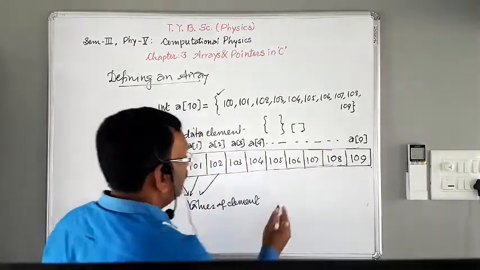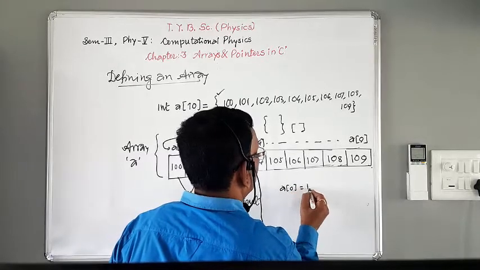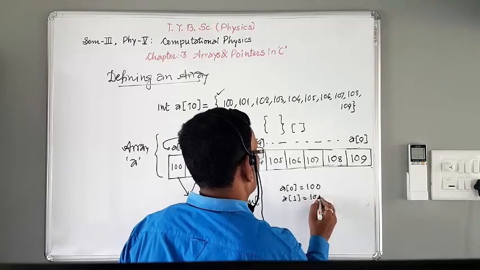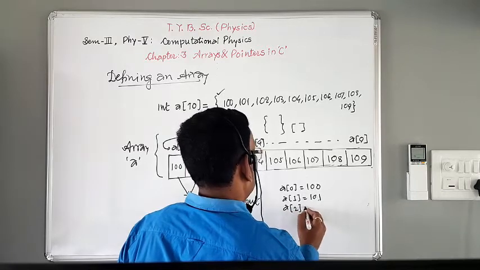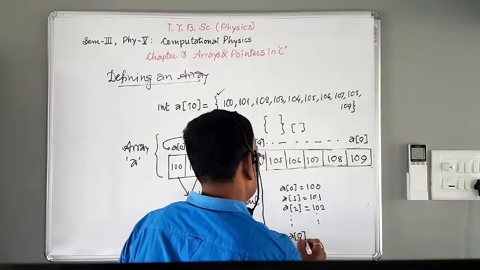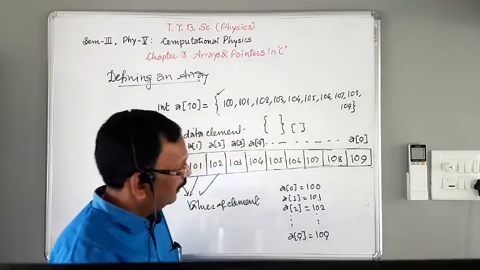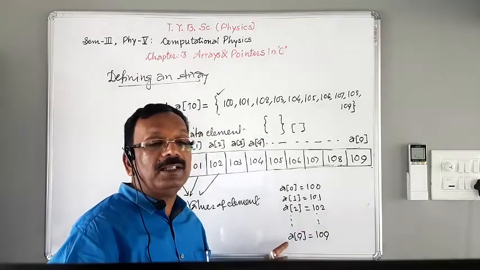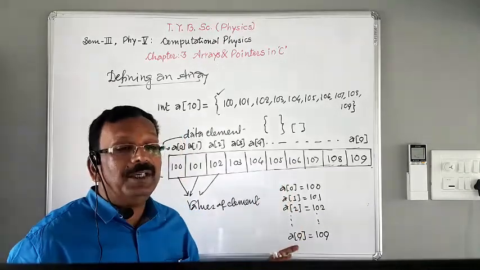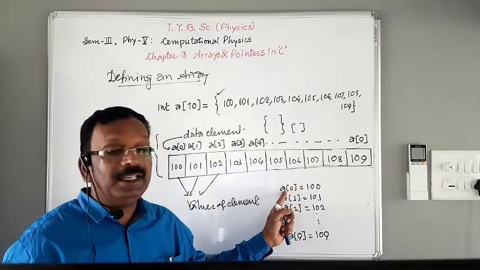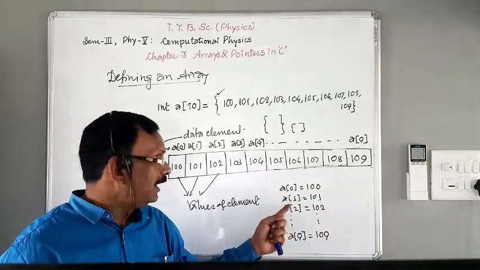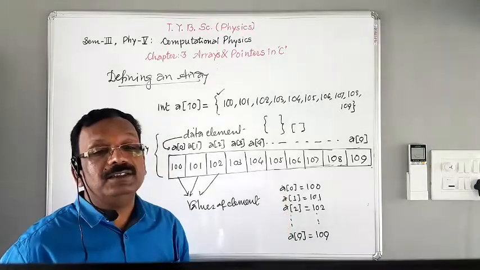Now for example, we can write A[0] equal to 100, A[1] equal to 101, A[2] equal to 102, like this, A[9] equal to 109. These are the values of the elements and these are the elements of an array. So I am always going to tell you that each array element is referred to by specifying the array name followed by one or more subscripts, with each subscript enclosed in square brackets, like this.